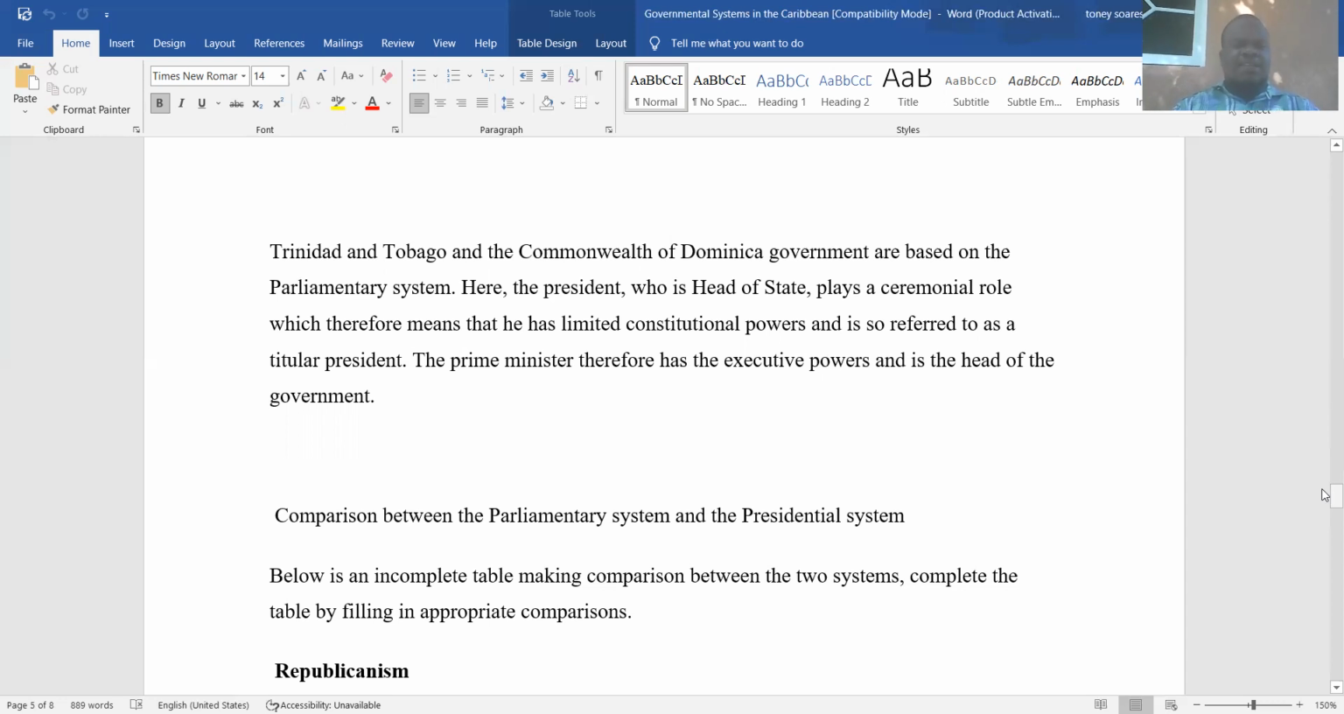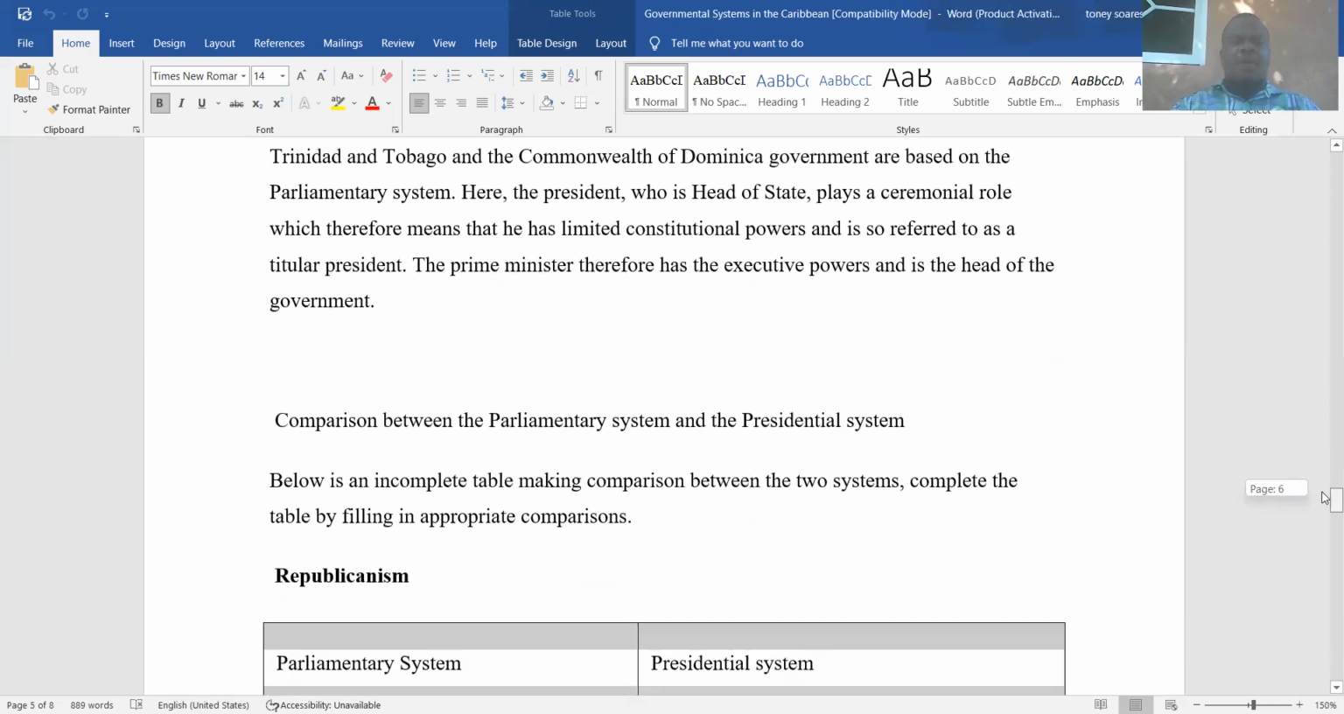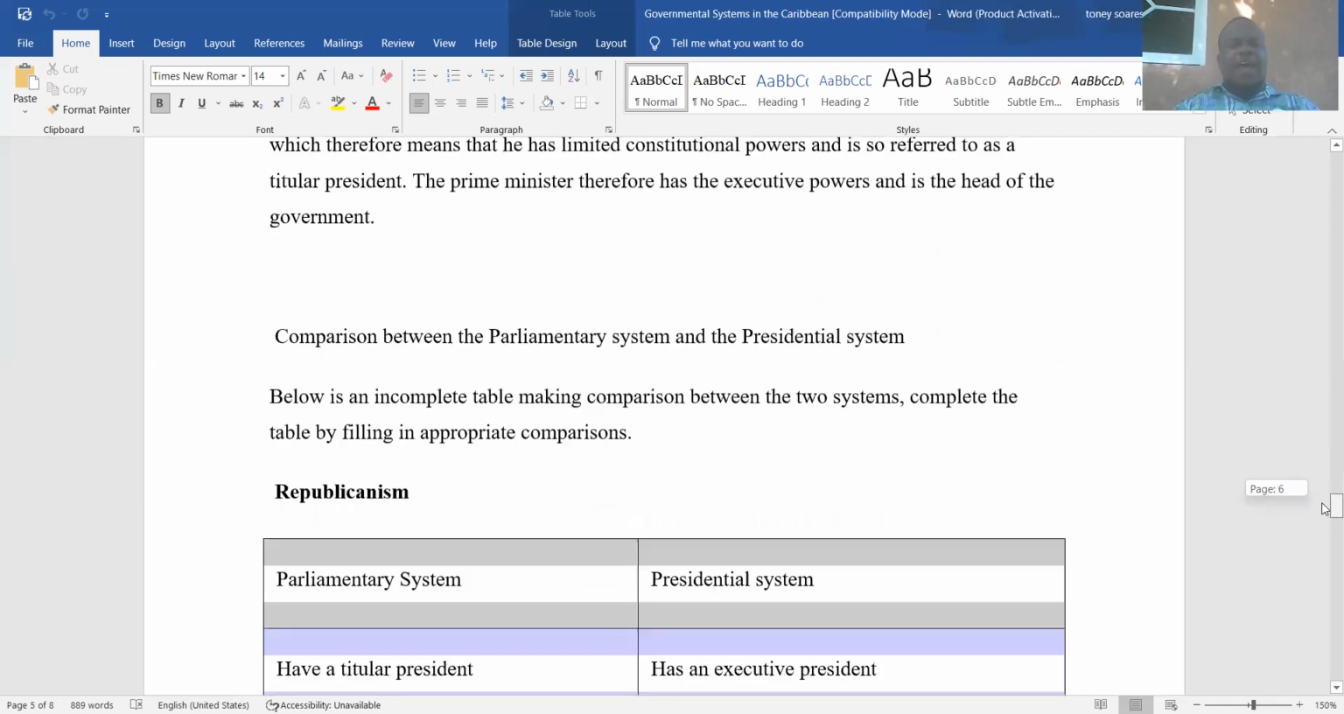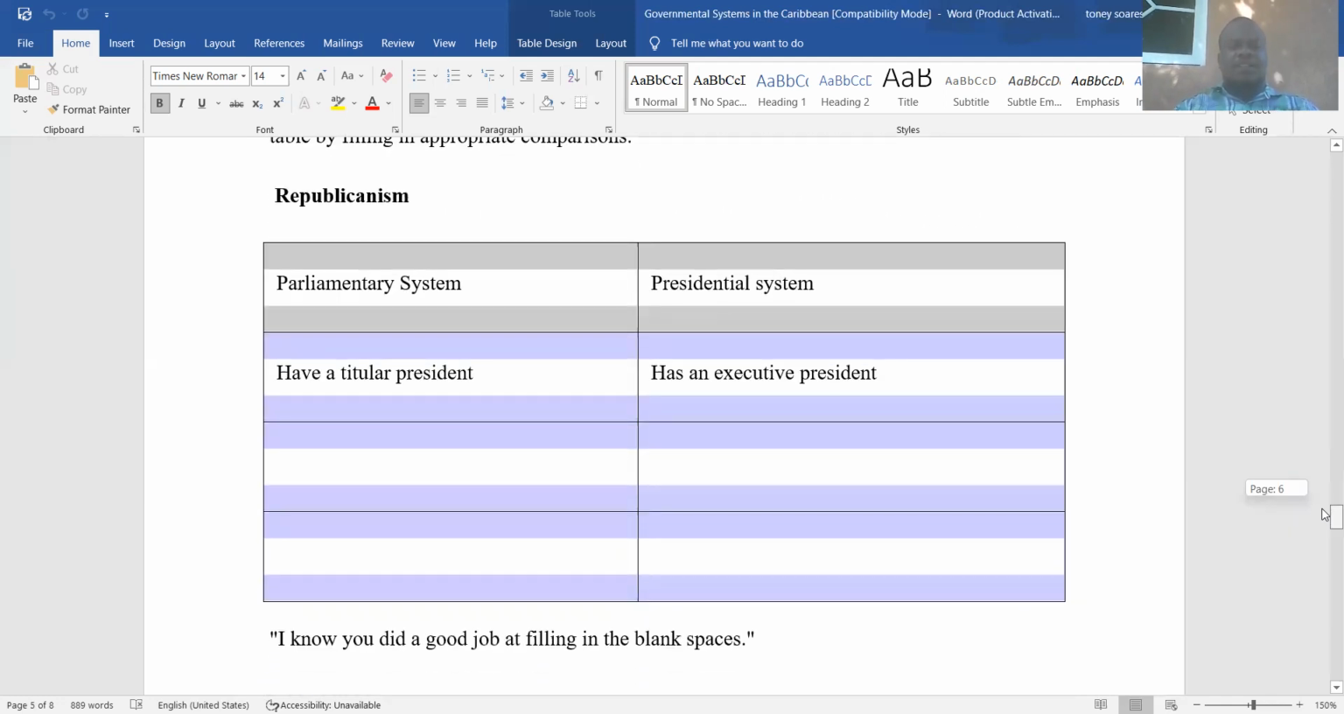Now let's look at a comparison between the parliamentary system and the presidential system. Below is an incomplete table making comparison between the two systems. You are going to complete the table by filling out the appropriate responses, right? So, parliamentary system, presidential system. There's a parliamentary system on my left, there's a presidential system on my right. So let's look at the comparison.